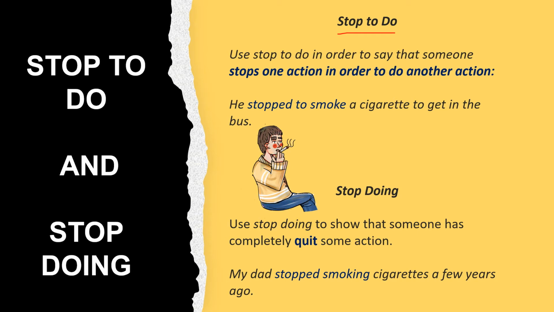For example, he stopped to smoke a cigarette to get in the bus. So the person is stopping to smoke a cigarette to get in the bus, a different action. But stop doing means that the person is going to stop an action forever. The person is not going to do that anymore. For example, my dad stopped smoking cigarettes a few years ago. So my dad is not going to smoke anymore.